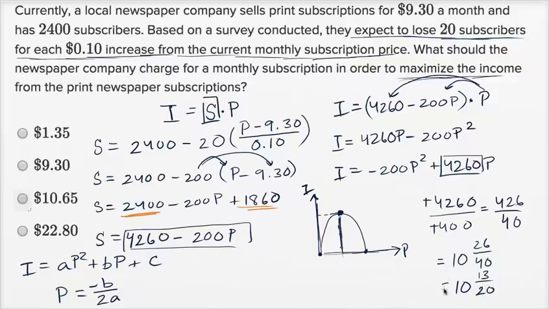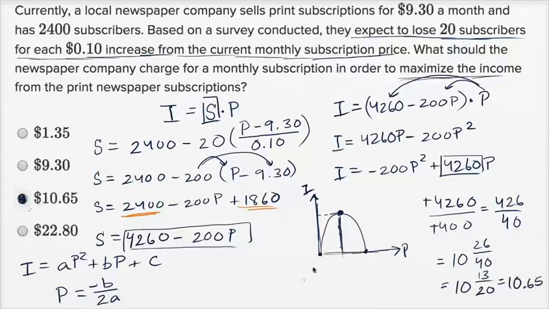And so if we wanted to write that in terms of dollars, because we're talking about a price, we'd want to write this in terms of hundredths. So this would be the same thing as 10 and, let's see, if you multiply the denominator by 5, you multiply the numerator by 5, 10 and 65 hundredths, which is the same thing as $10.65. And luckily, we see that choice right over there.